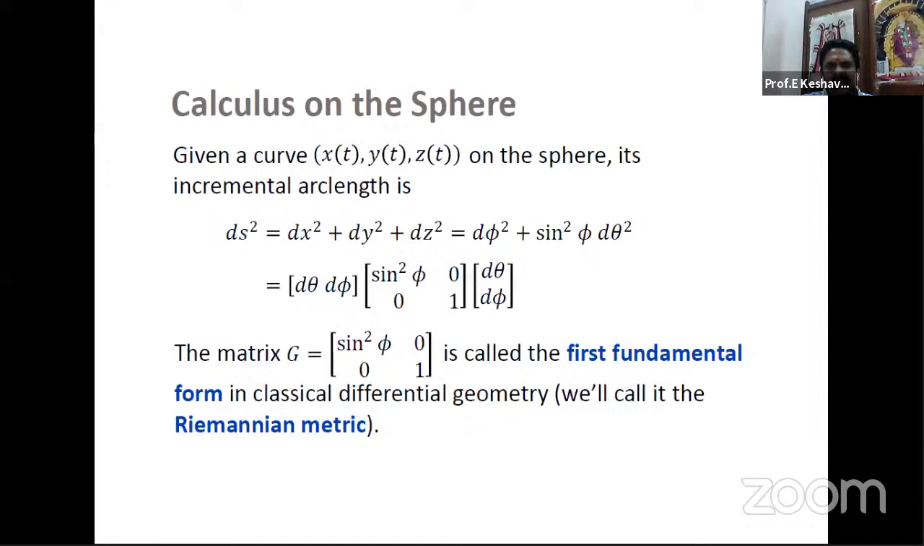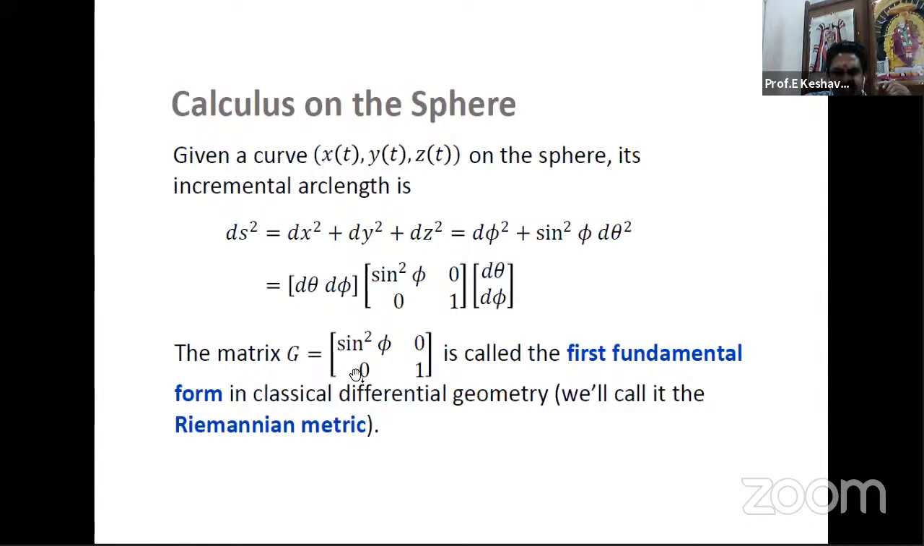It's the incremental arc length. What is the incremental arc length? ds is the incremental arc length, and ds squared is dx squared plus dy squared plus dz squared. And it is going to be related like this: d phi squared plus sine squared phi d theta squared. So we can put it in a matrix form like this. The multiplication of this matrix will give this equation.